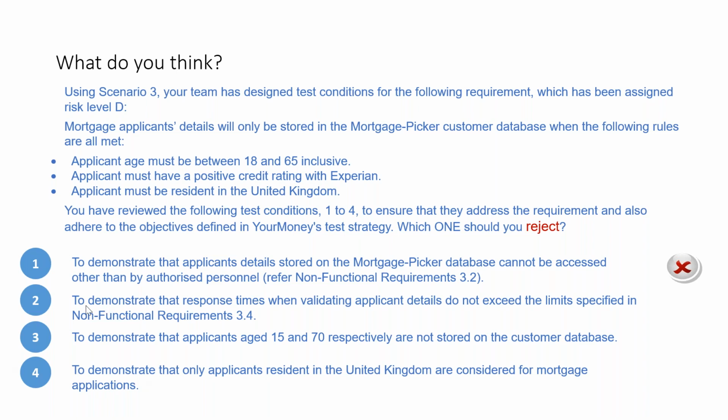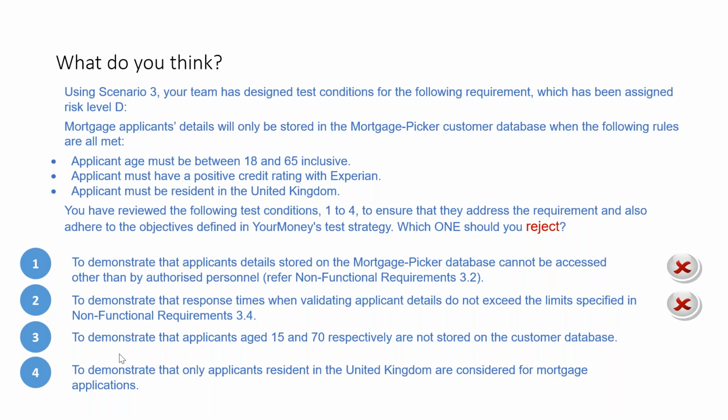Okay. To demonstrate that response times when validating applicant details do not exceed the limits specified in non-functional requirement 3.4. Basically, this is a test condition to test performance of this entry of applicant details. It's about performance and risk level is D. So will you accept or reject? Is it a good test condition your team did or not? Yes. Okay, so you will not reject. So it is a wrong answer. You have to identify the one you will reject actually.